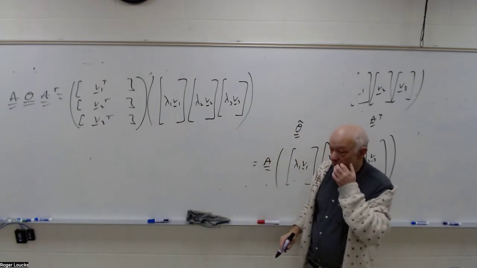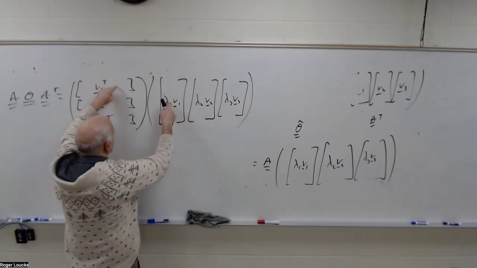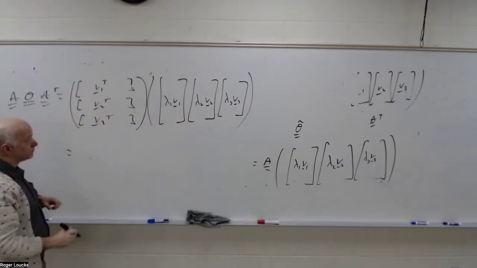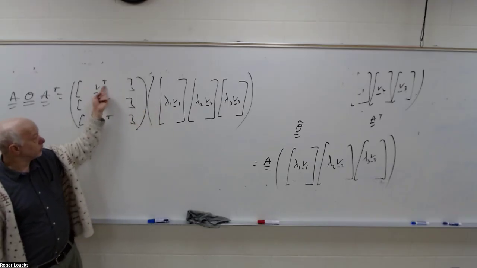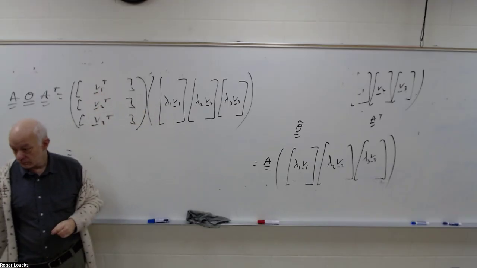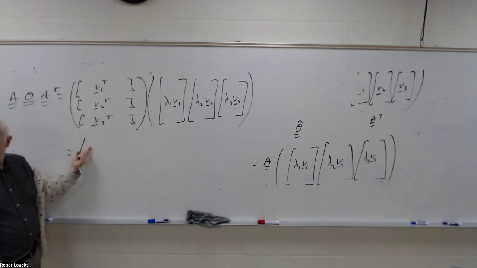And how do you multiply these? I do this, and what would that give me? Well, lambda one is a constant, so I can pull this out. What do I know about V1 transpose times V1? That's been normalized to one. So this first element is lambda one.